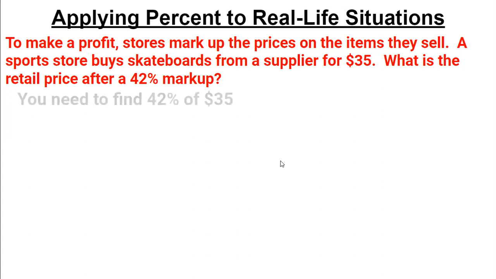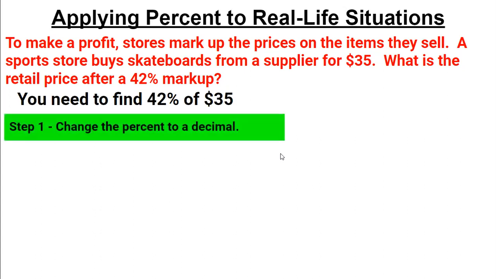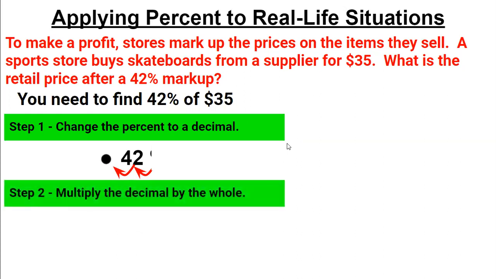So what do? Well, we have to find 42% of $35. So we're going to change the percent to a decimal. You should be really good at this now. 42% is what as a decimal? Move the decimal 2 to the left, and you get 0.42, right? Okay, and then step 2 is multiply the decimal by the whole number 35. So 35 times 0.42.